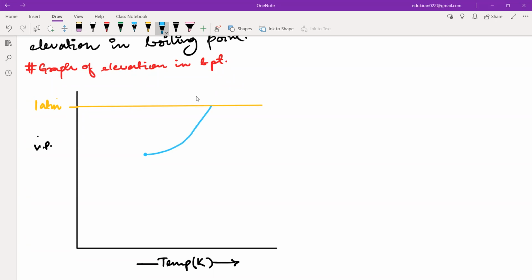Correct? Yes or no? Please tell me, guys. Yes, sir. Now, this is for solvent. Blue is for solvent.